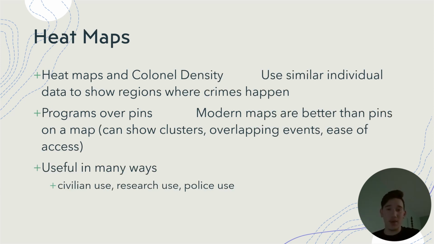The main type of crime map that is used today is called heat maps. They take similar individual data events and use them to show in regions where crimes happen. They end up looking like a weather map, which is why they're called heat maps.